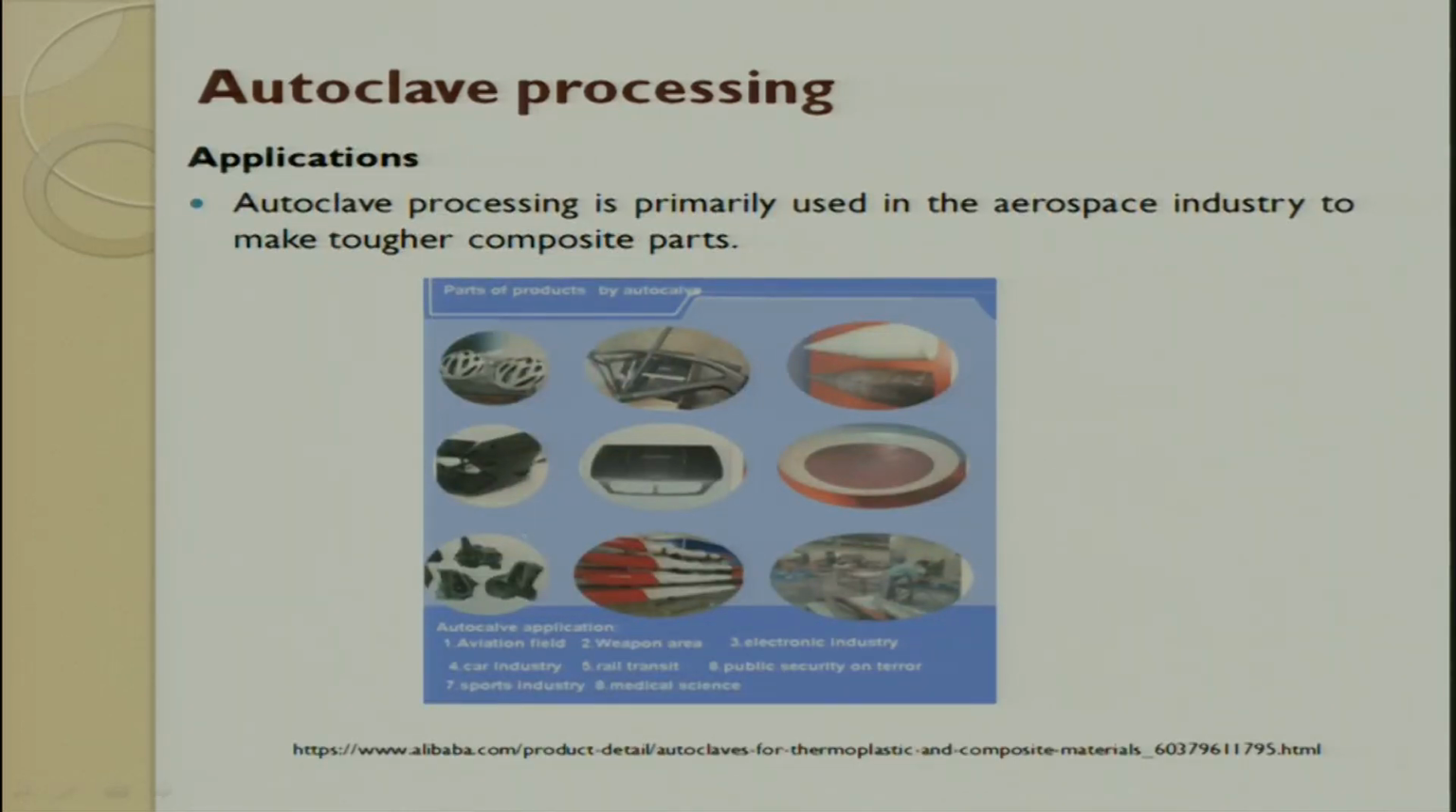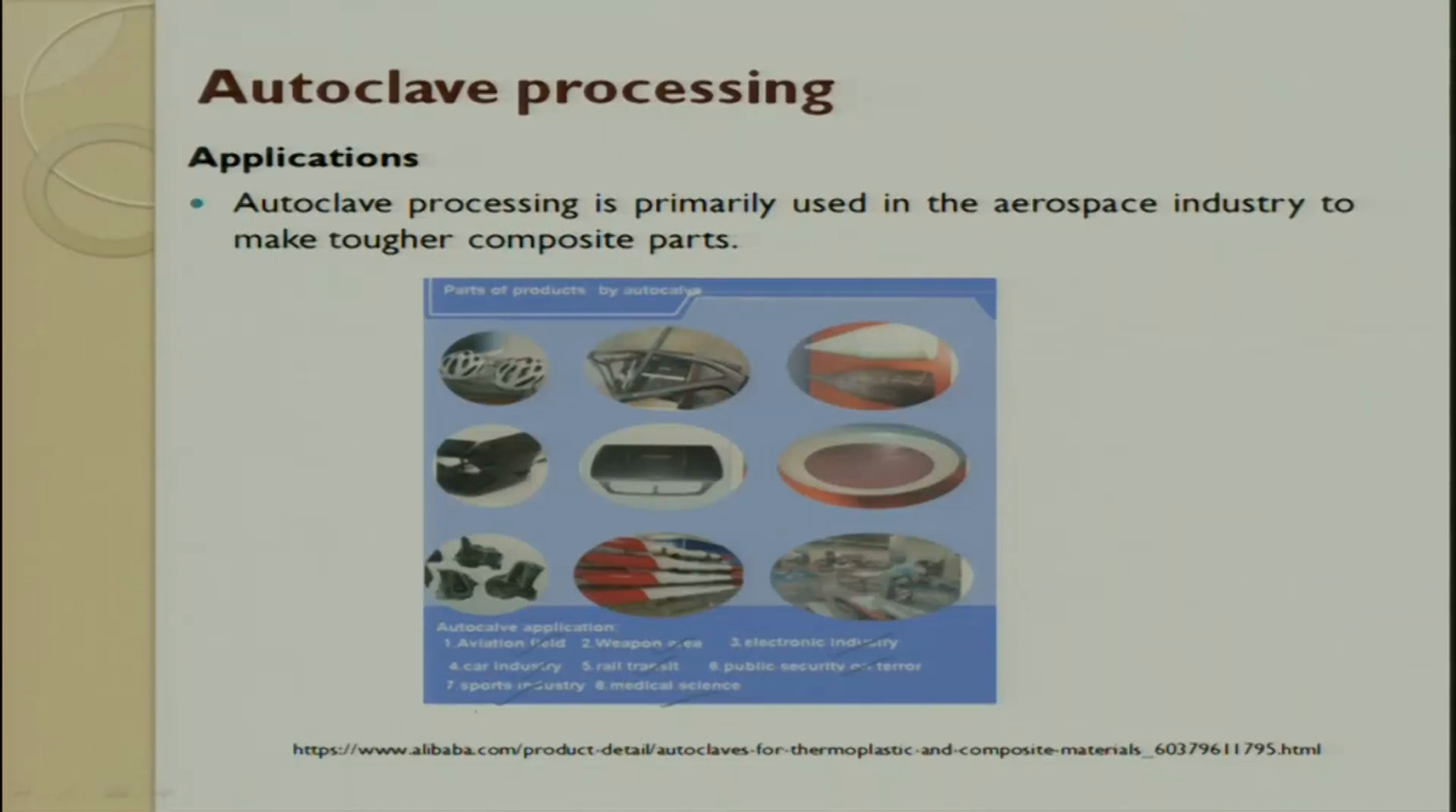So, some of the applications of these parts: it can be used in aviation industry, defense, electronic industry, car industry, trains today, rail transmission is also made, public security, sports and medical. Lot of sports items are getting made out of thermoplast. So, this makes the product lighter and lighter, and on top of it, it is also making it tougher and tougher. So, wherever you want to have a compromise, people are using this. Thermoplastic composites are finding lot of applications today in sports.